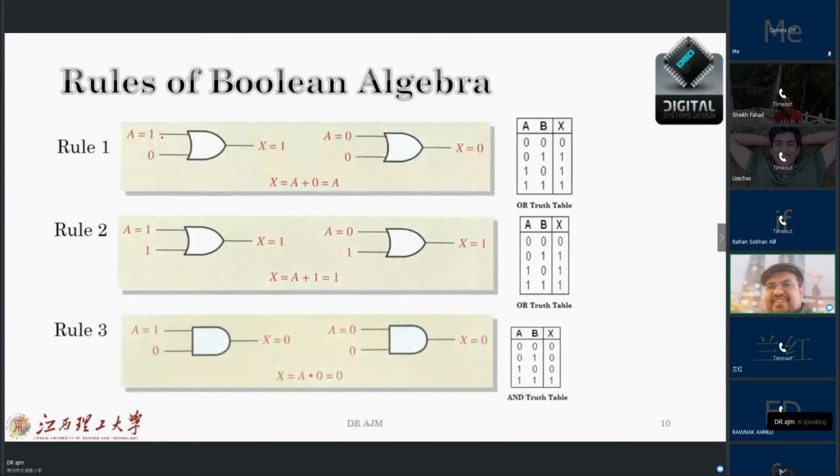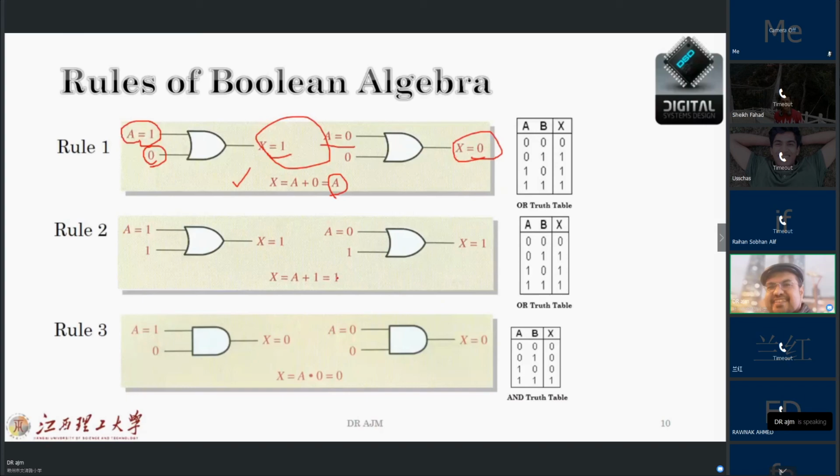Okay, once more, let us see the rules that I told you. The first rule was A plus zero, and we say that it's equal to A. If I want to show you in the form of a gate, plus is equal to OR. If I assume A is one, and I do the OR between one and zero, the result is one, whatever the A was. Or if I assume A equal to zero, zero OR zero is zero. It means I have the same thing when I add it with zero. No problem.